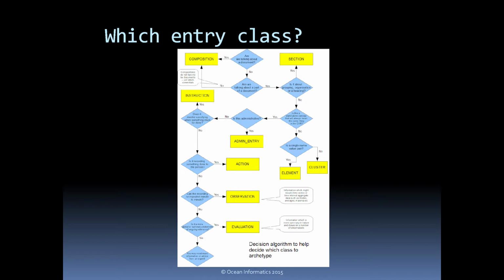This is a slide that we'll make available to you, but it's a decision-making slide about what class of archetype that you might use. So you've got in yellow there, the bright yellow is all the different classes, and basically a decision tree that will help you decide which is the one for the clinical content that you're currently using.